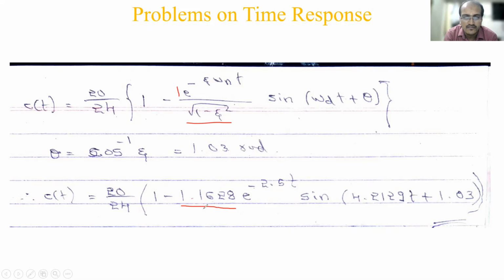So 1 minus 1.1628, first this factor, then e to the power minus zeta into omega n. Zeta into omega n is 2.5, which is there in the comparison itself, so 2.5 into t. Then sine of omega d value, 4.2129 something we got, into t plus theta. Theta is 1.03. So this is the answer. We are just substituting everything. Here you can also find the factor, or keep it as it is, no issue. So this is the output response.